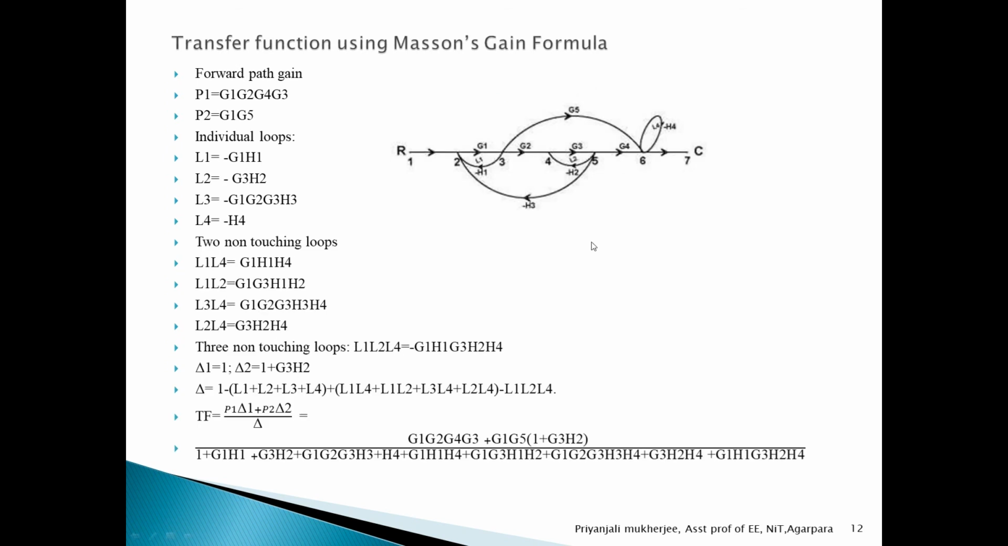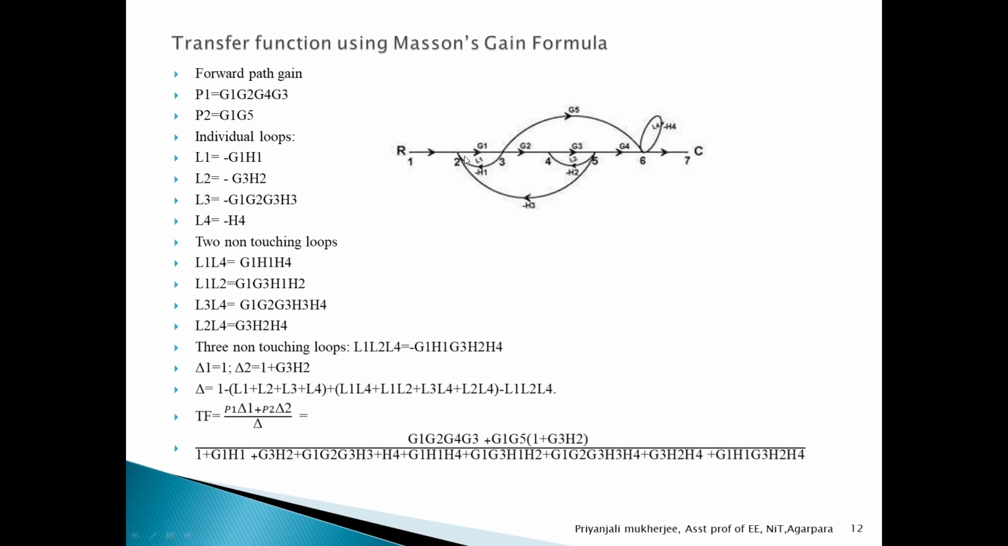Let's take another example. Here the forward path gains are 1 into G1, G2, G3, G4 into 1, and another is G1 into G5. Next are the individual loops. Here we consider the self loop also as an individual loop.